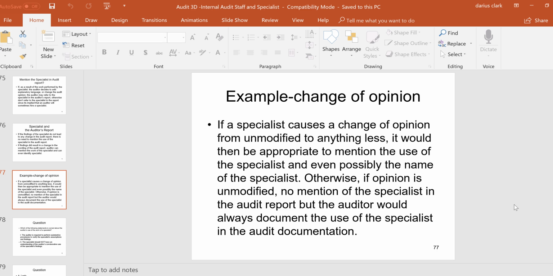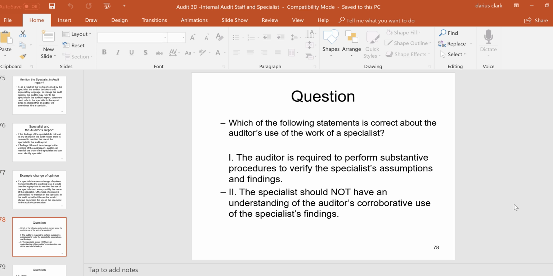But the auditor would always document the use of the specialist in the audit documentation. So documenting the use of the specialist no matter what. Yes. But mentioning the specialist in the audit report, hopefully not, because then that's bad news. Right? The minute we have to mention the specialist in the audit report, that's bad news. That means we got something we didn't expect.